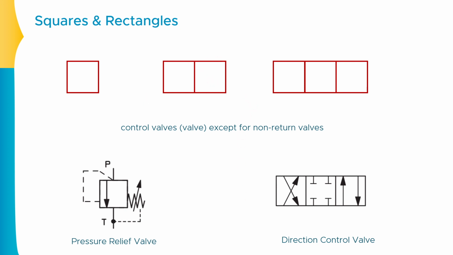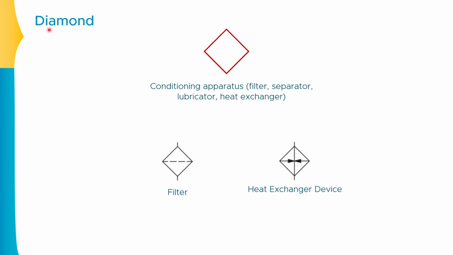The third set of symbols that we will be understanding are the diamond symbols. Now, whenever you see these diamond symbols, or say 45-degree rotated squares, in that case you should understand that this will be some kind of conditioning apparatus. Conditioning means what? The conditioner is something that will actually filter or clean your fluid. So if there is a filter available, any kind of separator, any kind of lubricator, or heat exchangers available, in that specific case you will be able to see this kind of diamond symbol.